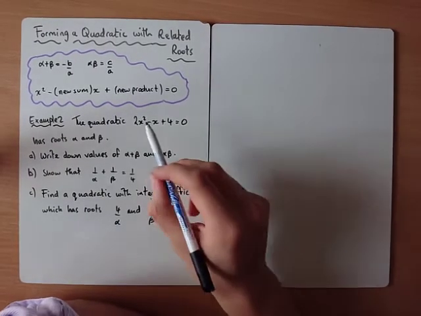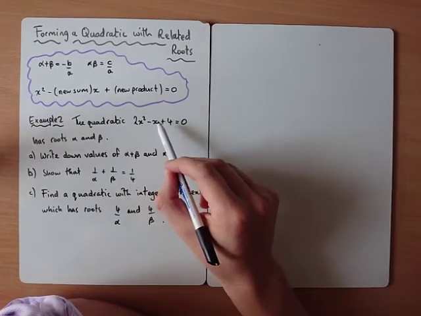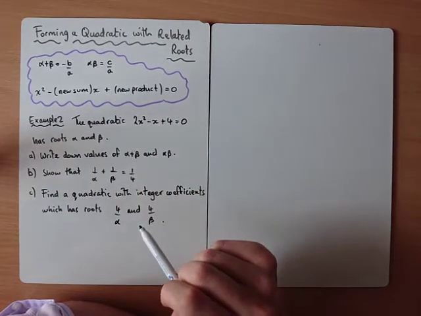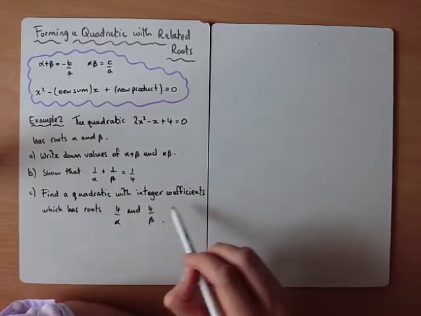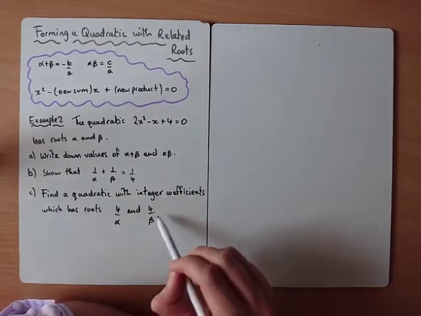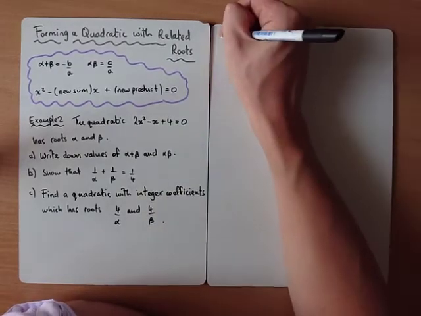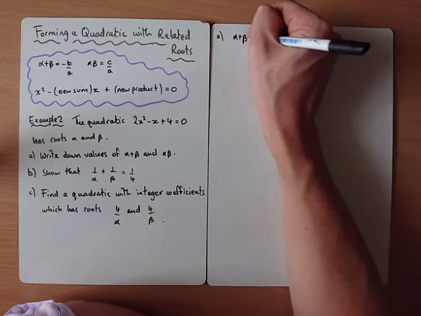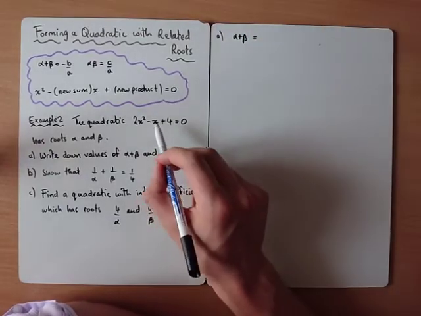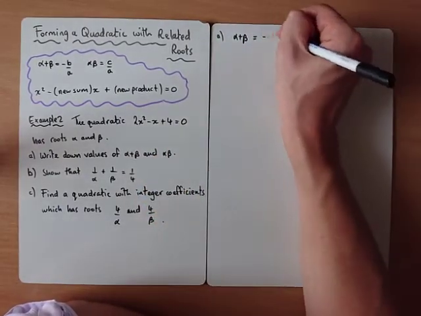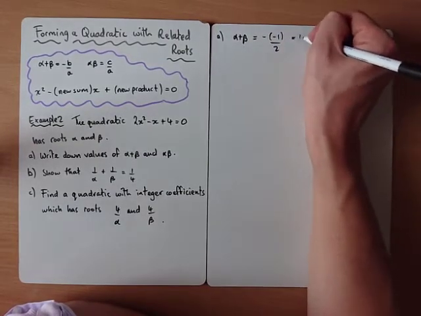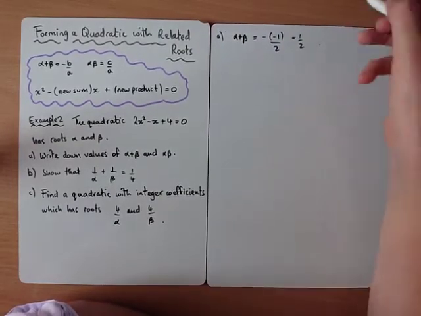Example 2, we're given the quadratic 2x squared minus x plus 4 equal to 0. Again, we're thinking about the roots, and we're aiming to form a new quadratic with related roots. First of all, we just want to write down what alpha plus beta is. So alpha plus beta would be minus b over a, so minus minus 1 over 2, 1 over 2.